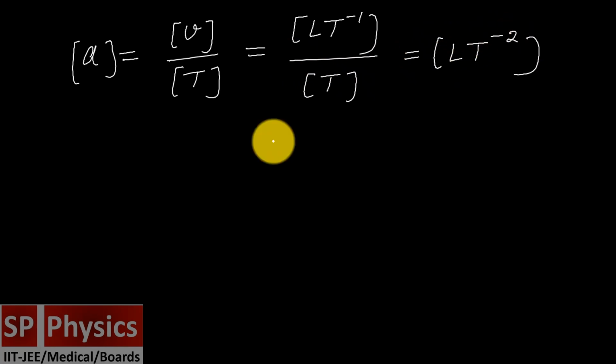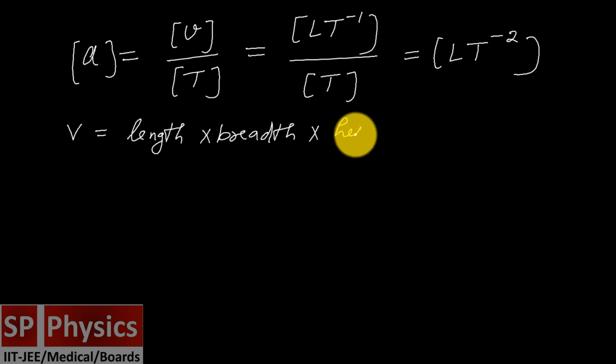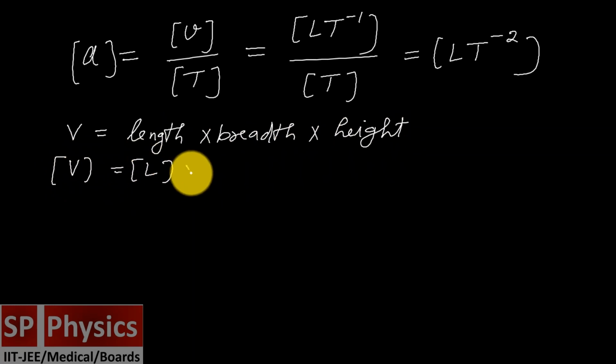Now the volume occupied by an object, V, is equal to length times breadth times height. Therefore, dimensions of V is equal to dimensions of length, which is capital L, dimensions of breadth, which is also capital L in square brackets, and dimensions of height, which is also L in square brackets. Therefore, dimensions of V is equal to [L^3].